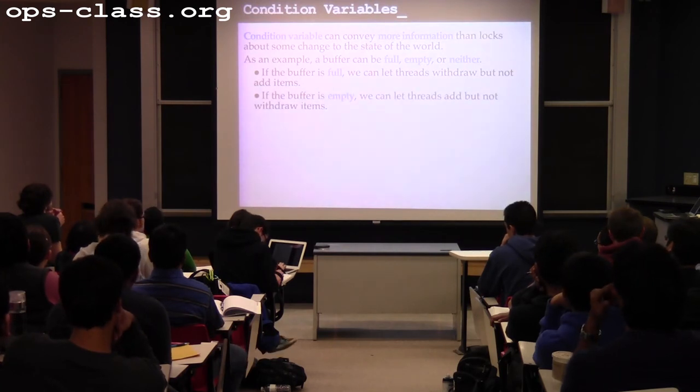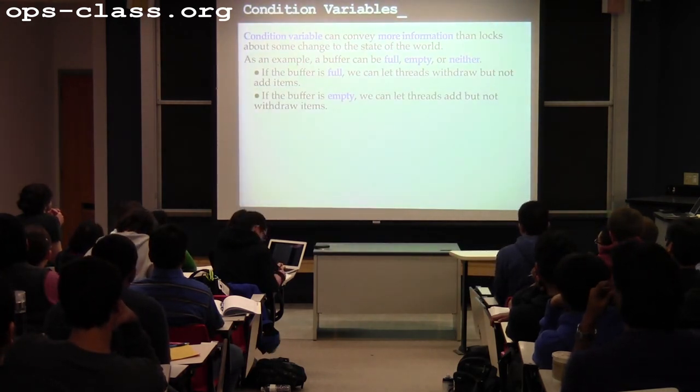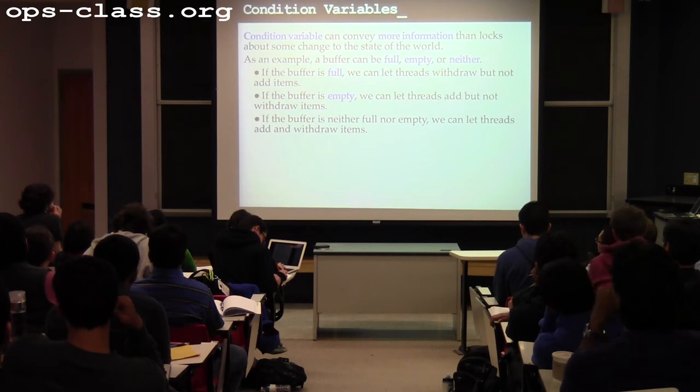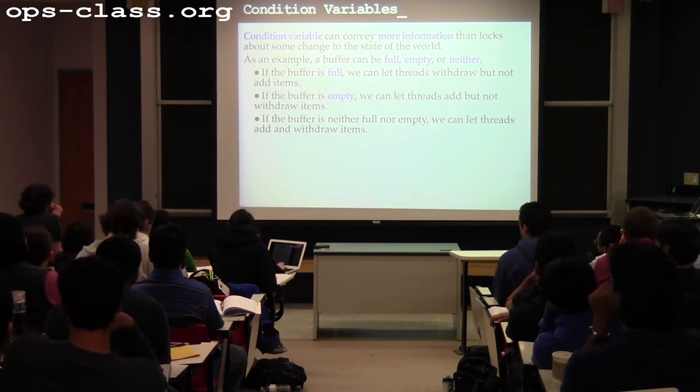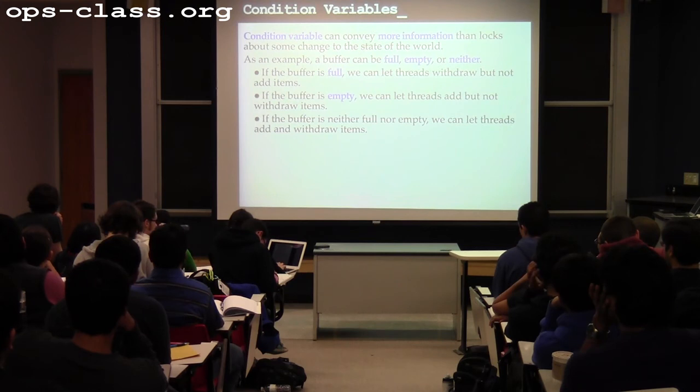So, if the buffer is full, I can let threads withdraw items but not add items. If the buffer is empty, I can let them add items, but there's no work to do, so I can't let them withdraw. And if the buffer is in between those two states, then no one really needs to wait. But the CV variable allows threads to signal each other when these things happen.